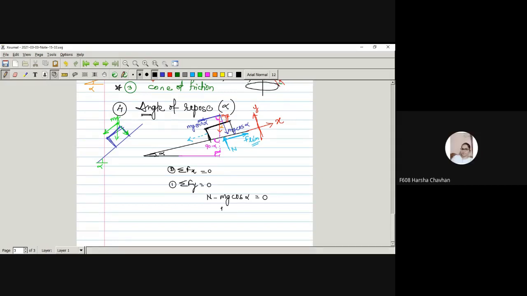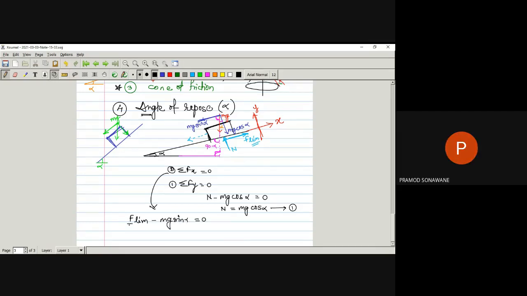So what will you get? You will get N equals mg cos of alpha. This is my equation number 1, suppose. Now, if I go for summation Fx equal to 0, what will I get? Can you tell me? Summation Fx equal to 0, what equation will come? What all is there in the x direction? It is rightward F limiting minus mg sin of alpha is equal to 0.